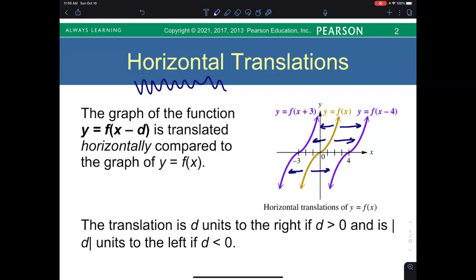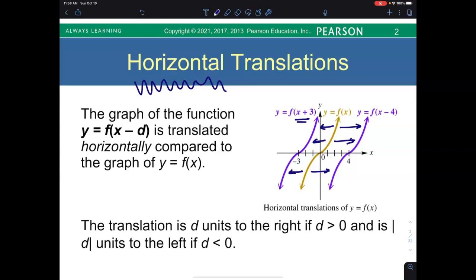So what they're showing on the left here is that if I add 3 to the variable before I apply the function, it gets shifted to the left when we added 3. Whereas if I subtract from the variable, like minus 4 in this case, then that's going to cause the function to shift to the right. So adding to the variable causes the function to shift to the left. Subtracting from the variable causes the shift to be to the right.